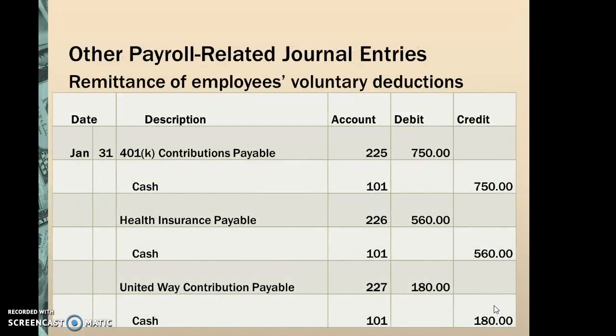Some other payroll related entries, as you notice, when they make those entries to pay off those voluntary deductions like 401k or the insurance, remember, in order to reduce the liabilities, you're going to debit the payable account and then credit cash.